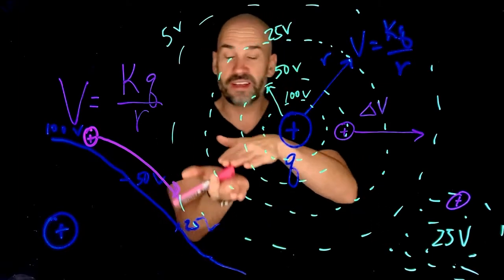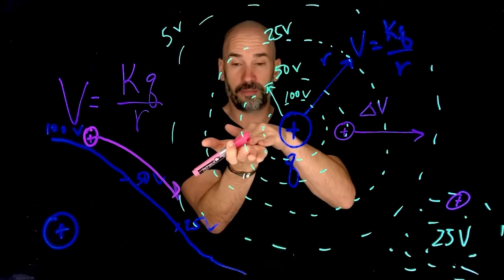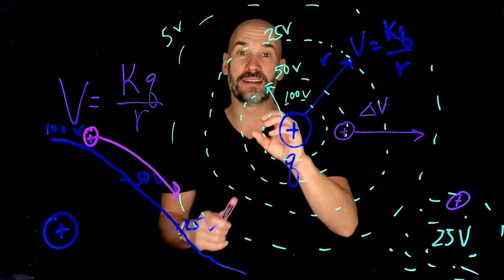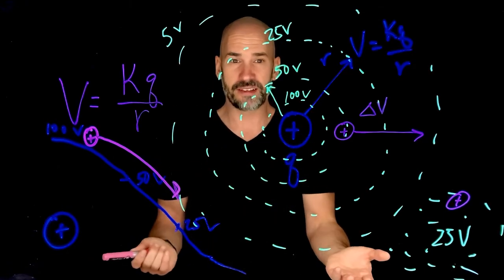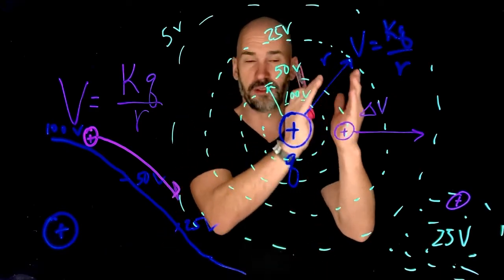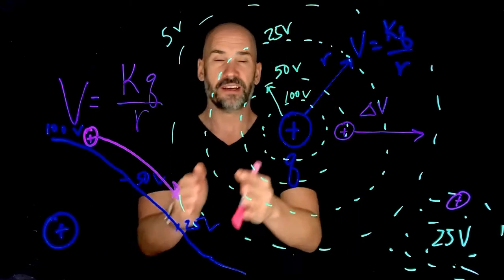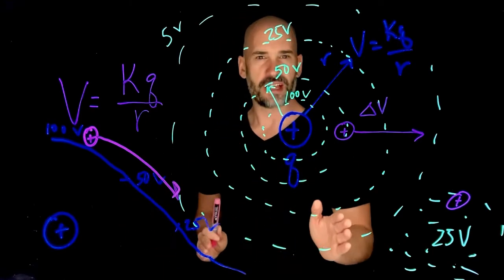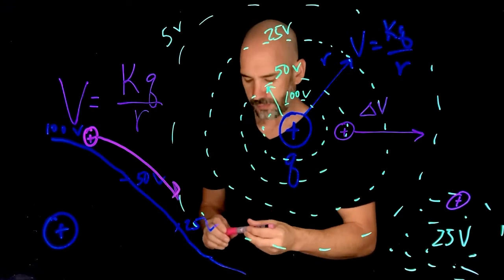Just like if a ball is on a flat surface, it doesn't want to roll. But if you have the ball on a curved surface, it wants to roll. Does it make sense? If there's a delta H, the ball will roll. If there's a delta V, the charge will roll. This analogy is helpful for me. I hope it helps you too.